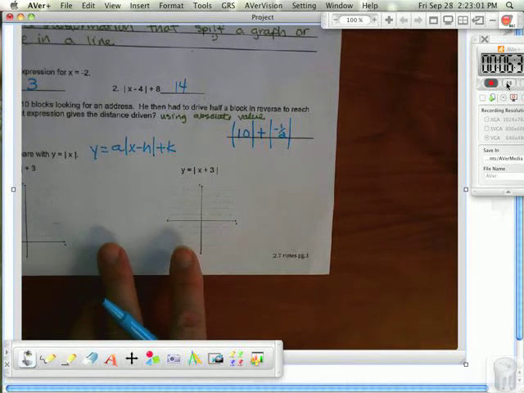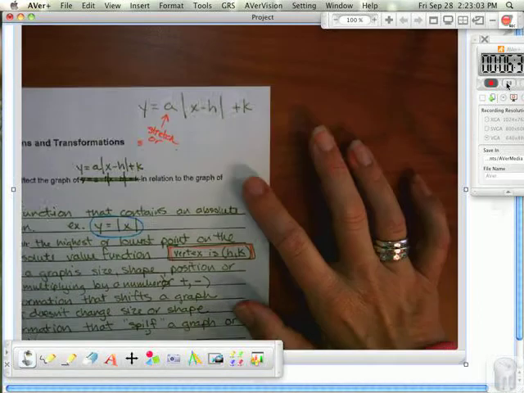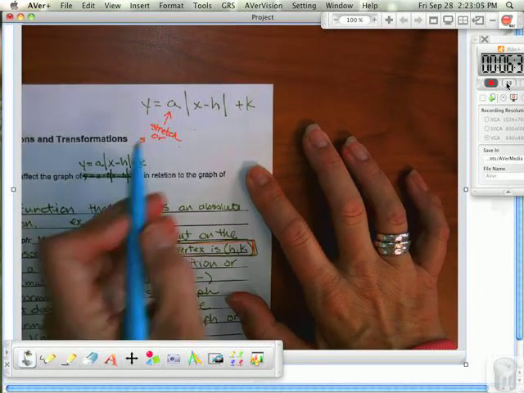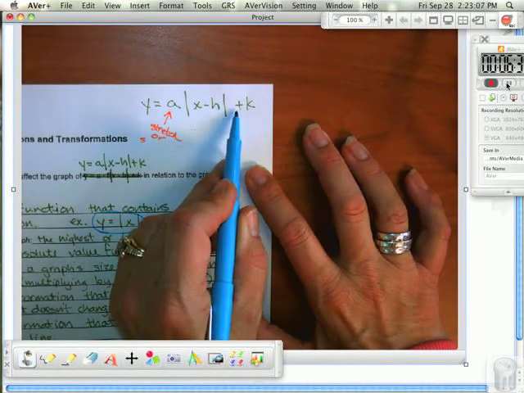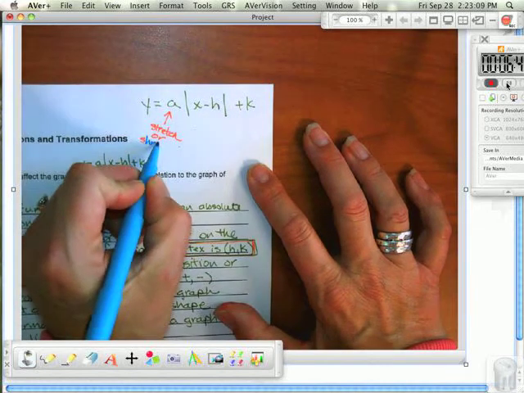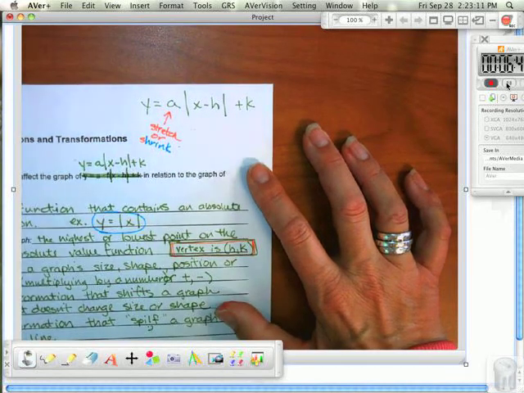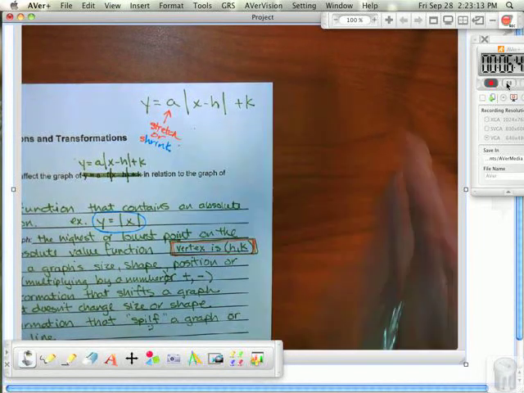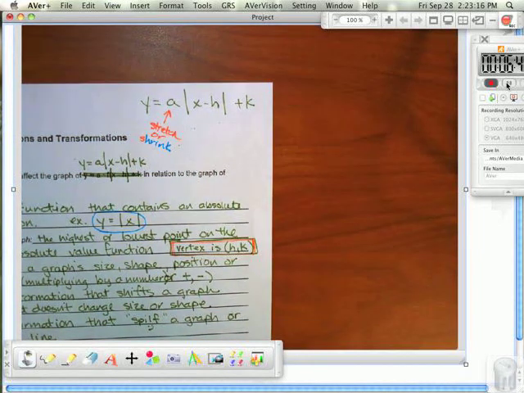I actually want to go back up here and write up here. Did you write this up in the corner? Obviously, you're going to be using this a lot. This is a stretch or a shrink. The A affects the stretching or the shrinking because you're multiplying by a number. It could also make it flip.